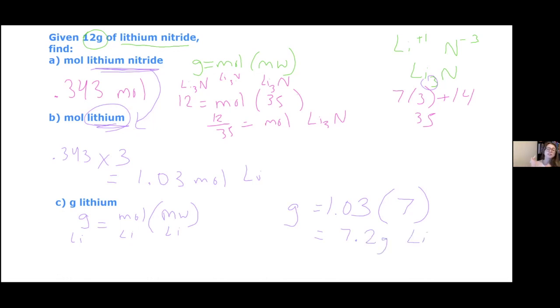Now, if I had just given you 12 grams of lithium nitride and asked you for the grams of lithium, that's when you'd use percent composition rather than going through all of these steps. If I gave you grams and I wanted grams, it'd be more like video 1. That's it.